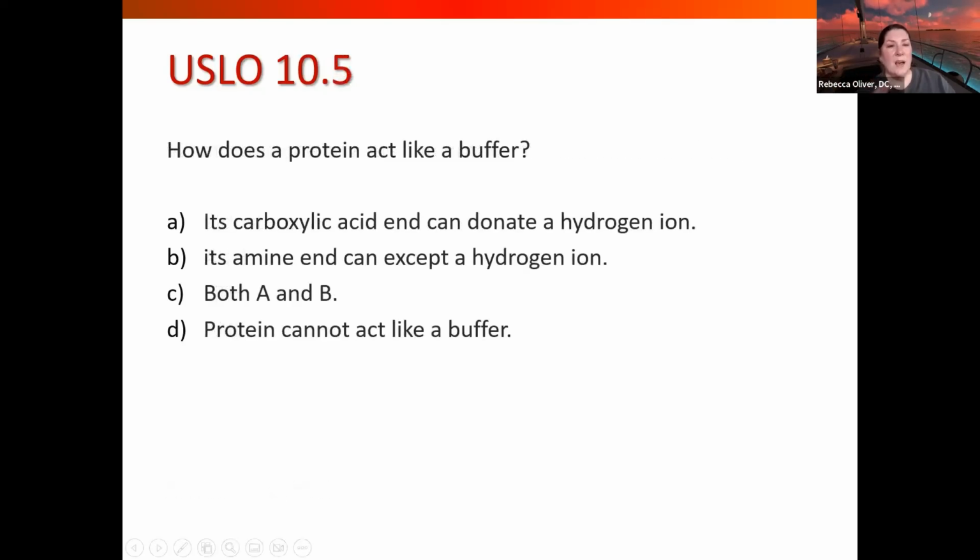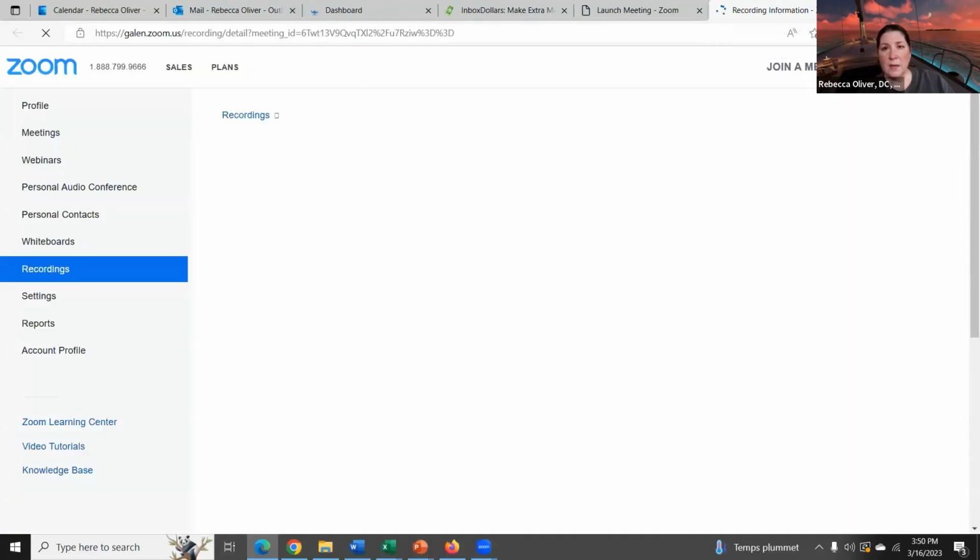All right. How does a protein act like a buffer? Well, let's see. Our choices are its carboxylic acid end can donate a hydrogen. Well, most acids can donate a hydrogen, so there's a possibility that that's true. Its amine end can accept a hydrogen. Seems like we talked about that. So maybe A and B, or maybe protein cannot act like a buffer. What are you thinking?